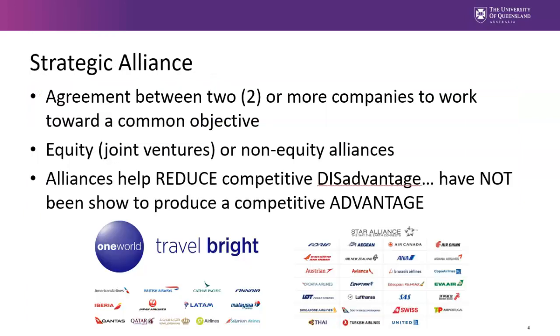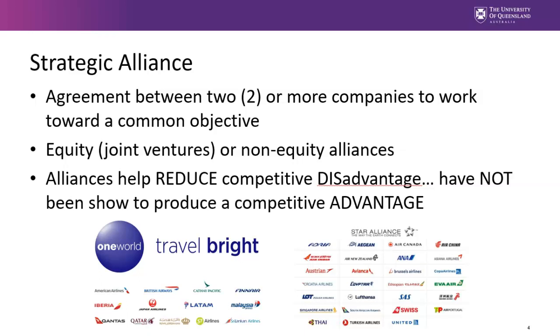So some of you are probably familiar with strategic alliances. If you've ever flown on an airline, you probably are very familiar with them. So strategic alliances are generally an agreement between 2 or more companies to work towards some kind of common objective. Now, there's 2 different kinds of strategic alliances. One is an equity-based alliance. That's what we call a joint venture. I'll get to that in a second.